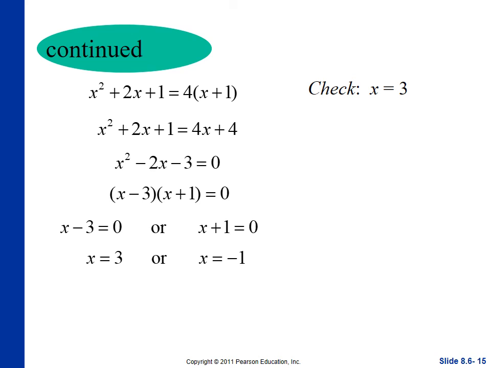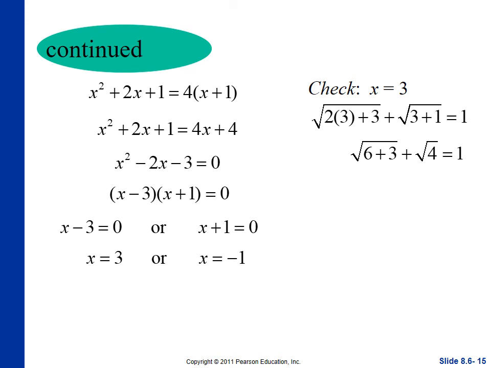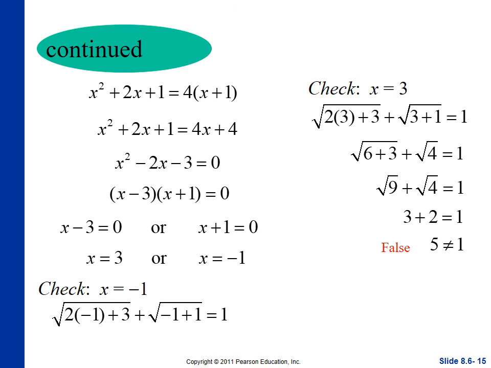Now we got to check. So you put it in. 2 times 3 plus 3, so the square root of that, plus the square root of 3 plus 1 equals 1. So the square root of 6 plus 3 plus the square root of 4 equals 1. Square root of 9 plus square root of 4 equals 1. 3 plus 2 equals 1. That's false. Not good.